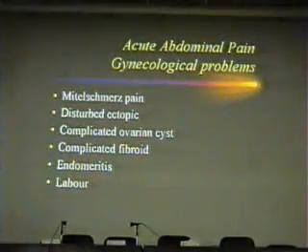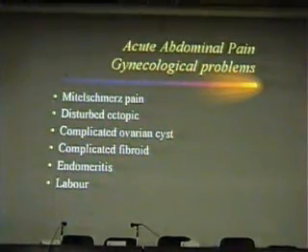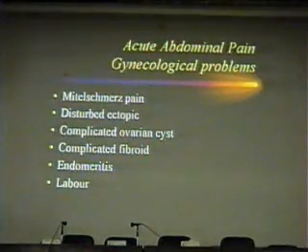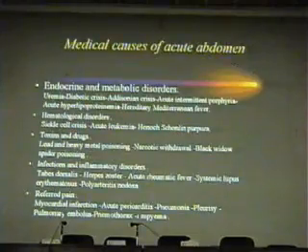Causes of pain. We have gynecological causes of pain. The most common cause in adolescents is mid-cyclic pain due to rupture of the Graafian follicles. It's usually mild pain that stays for hours and goes away. We have pain due to disturbed ectopic pregnancy. We have complicated ovarian cyst, which gives a sudden onset of pain. We have complicated fibroid, endometritis, and the most common cause, sure, is labor pain.